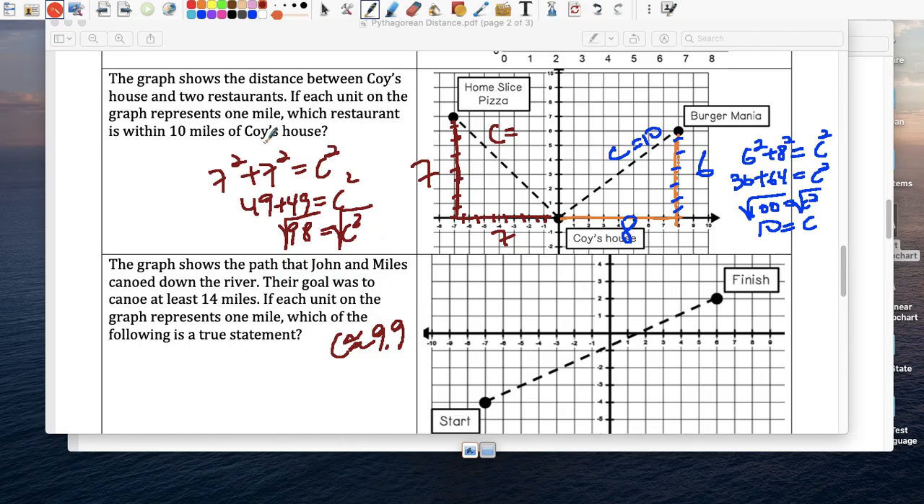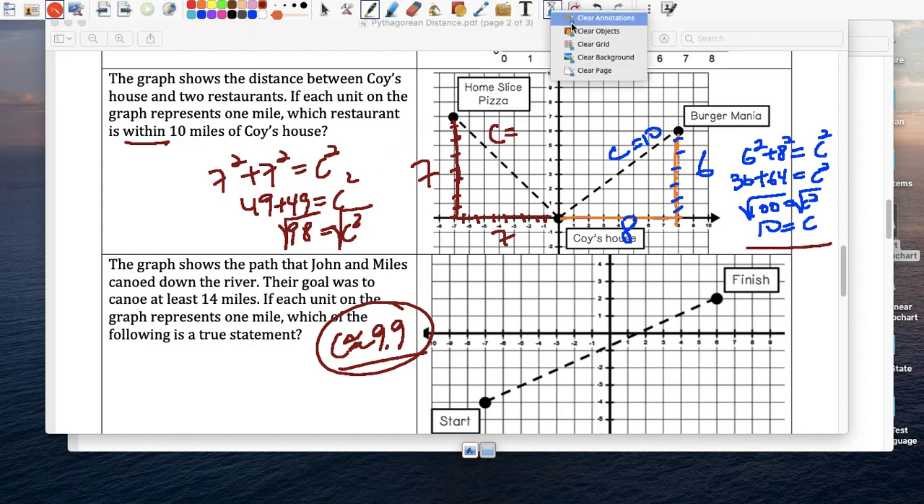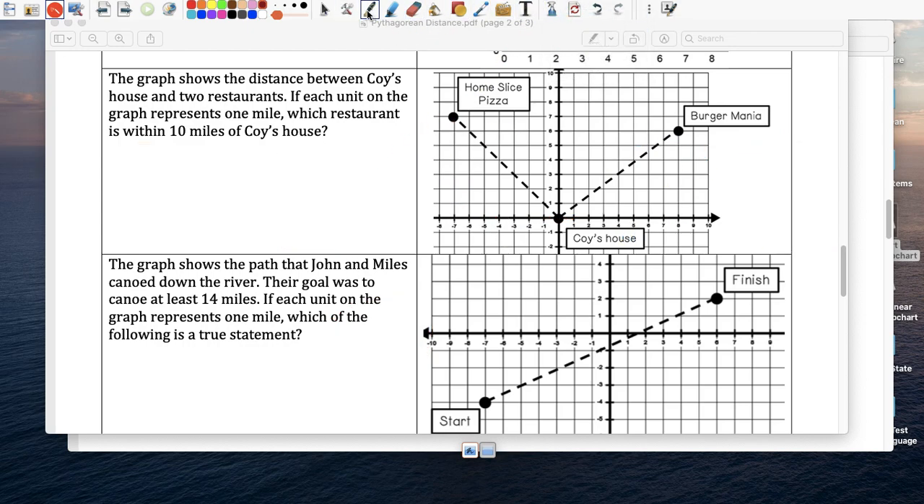Okay, so what's the question? Within 10 miles? Well, they're both within 10 miles, yeah? Or within means under 10 miles, which would be the pizza place. Last one.